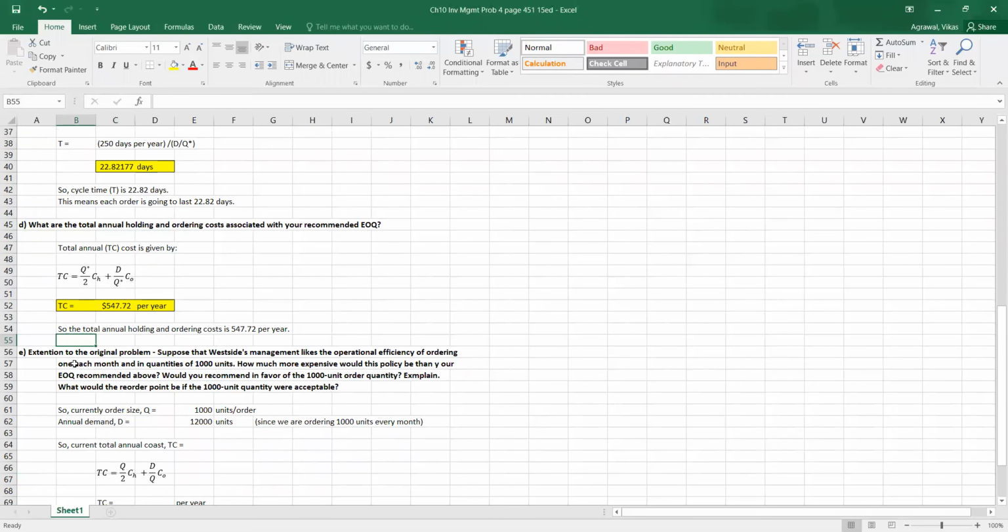Now that's an extension to this problem here. Suppose that Westside's management likes the operating efficiency of ordering one order each month and in the quantities of 1000 units. How much more expensive would this policy be than your economic order quantity recommended above? Would you recommend in favor of 1000 units order quantity? You have to explain this one here. So I'm sorry for the typo here.